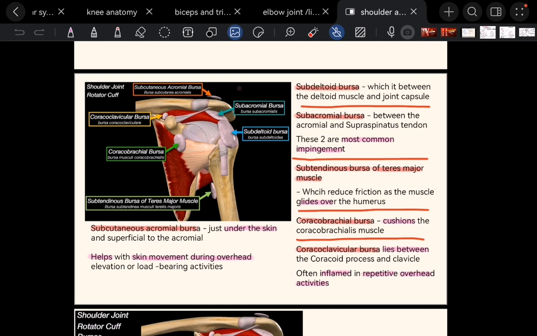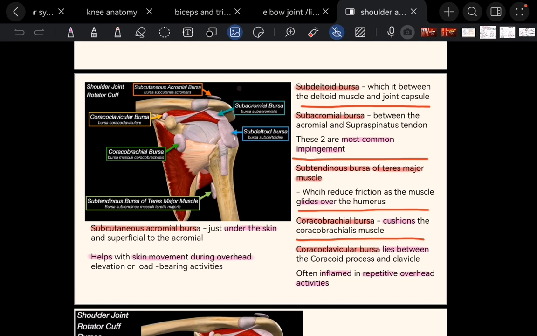Next, we have the subtendinous bursa of the teres major muscle. This allows friction to be reduced as the muscle glides over the head of the humerus. We also have bursae such as the coracobrachialis bursa, which cushions the coracobrachialis muscle. We also have the coracoclavicular bursa, which lies between the coracoid process and the clavicle. Now, the coracoclavicular bursa often gets inflamed due to repetitive overhead movement.